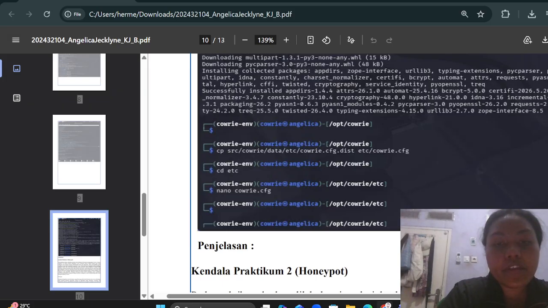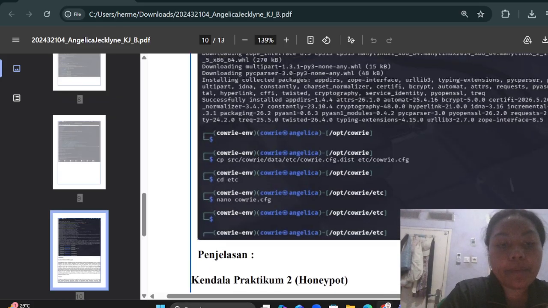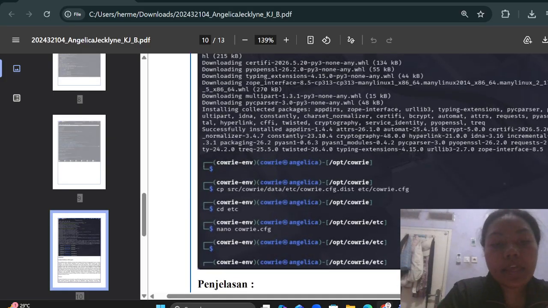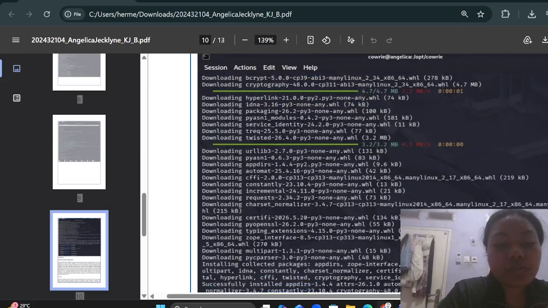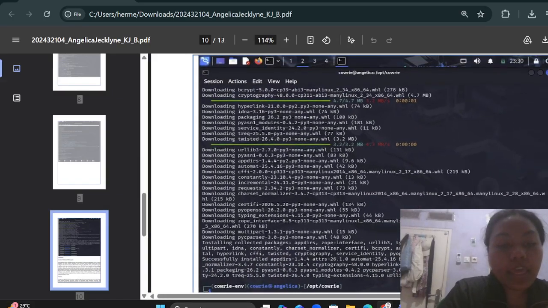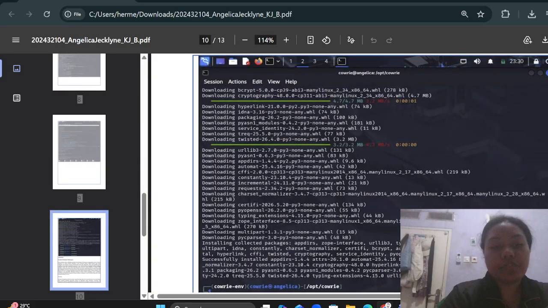identification of configuration errors. If Cowrie runs correctly, it will record login attempts, usernames, passwords, and commands executed by attackers, and these logs can later be analyzed to understand attack patterns and improve network security.